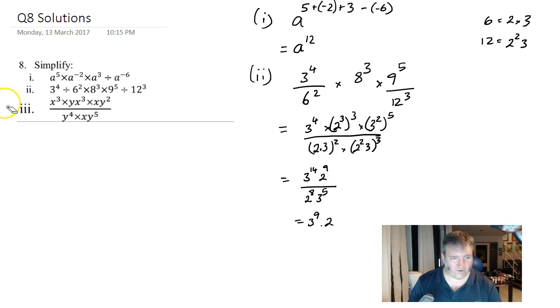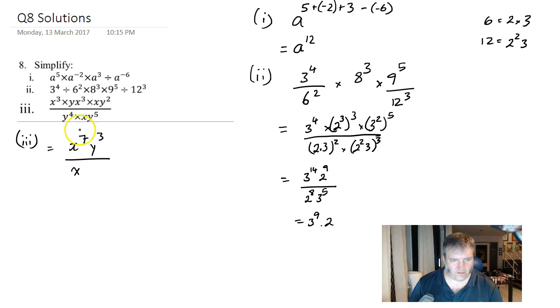Last one here, question 3. What do we have? We've just got powers of x and y. Pretty much a nice, easy version of the question we just did. Let's sort out our numerator and denominator first. So I've got x to the power of 3 times x to the 3, so I add those together. 3 and 3 is 6, plus 1 more there is x to the power of 7. y to the power of 1 plus 2 more is y cubed.